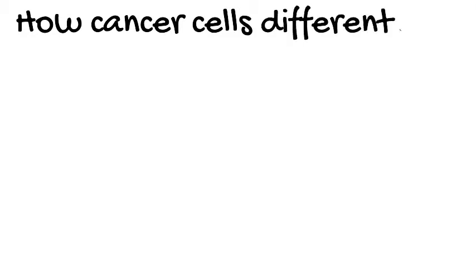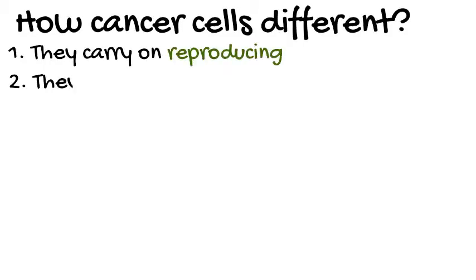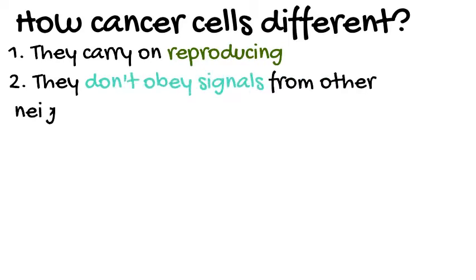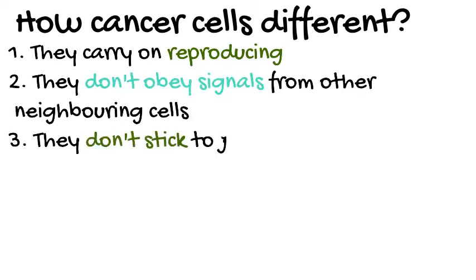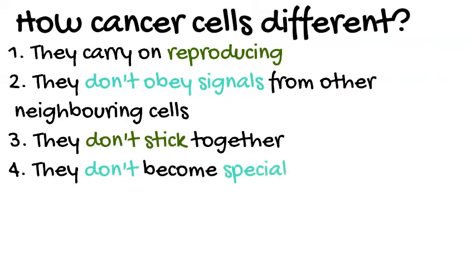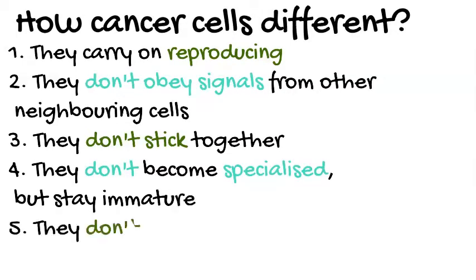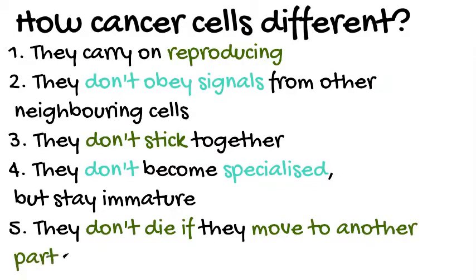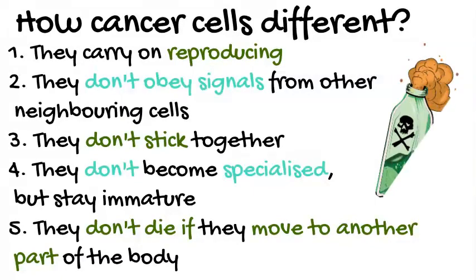What is the difference between normal cells and cancer cells? Among them are: 1. They carry on reproducing. Number 2. Cancer cells don't obey signals from other neighboring cells. Number 3. They don't stick together. Number 4. Cancer cells don't become specialized but stay in immature form. And number 5. The worst part is they don't even die if they have moved to another part of the body.